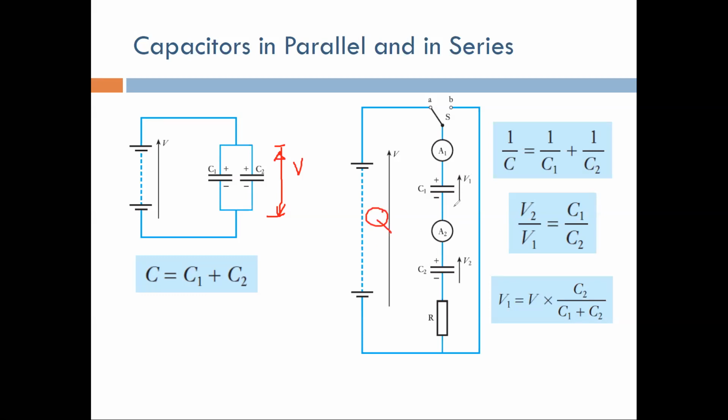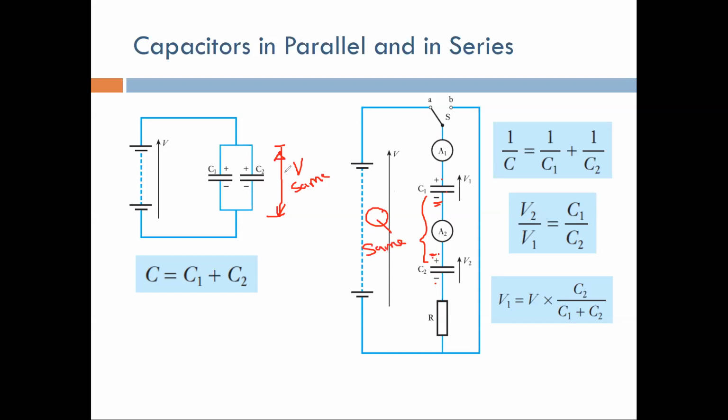For the series case, here the Q is the same. Because if you consider this plate and this plate, you have a negative charge here and a positive charge here, and you cannot have an imbalance in the charges. So the total number of charges here should be 0. The amount of negative charge here should be exactly the same as the positive charge here, so the Q will be the same. So here V is the same, and here Q is the same.